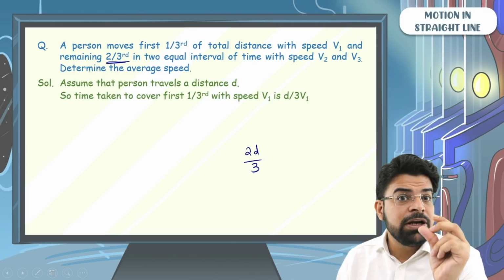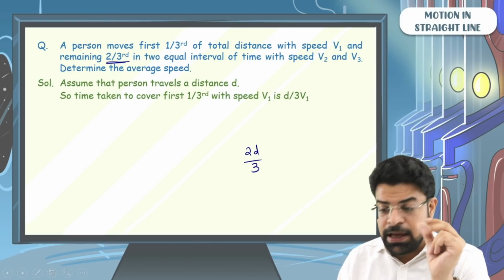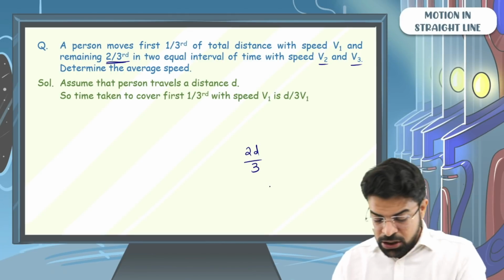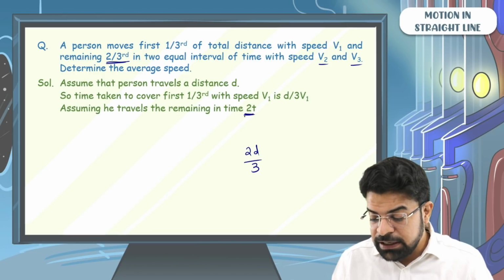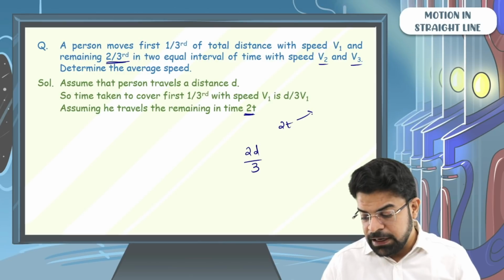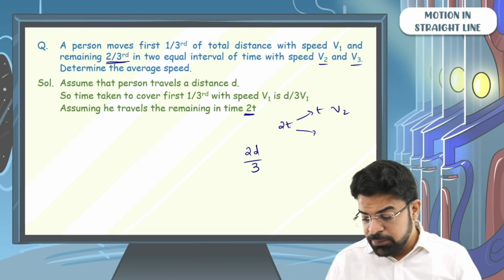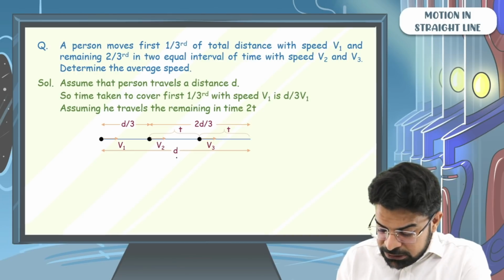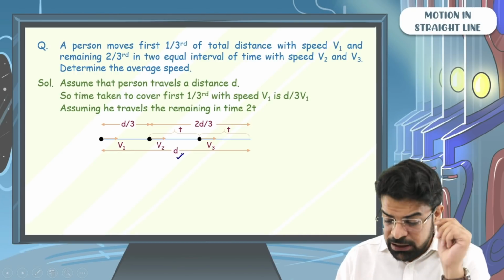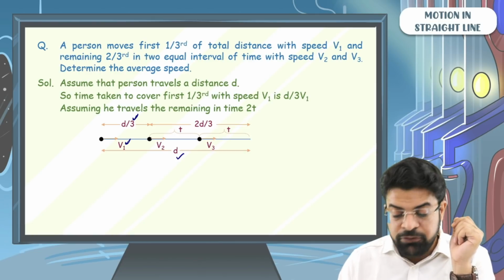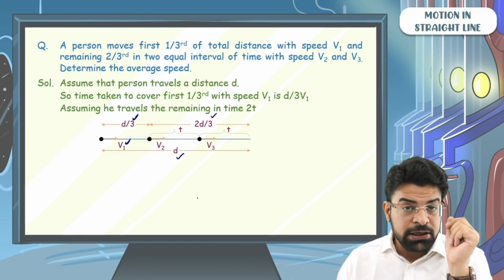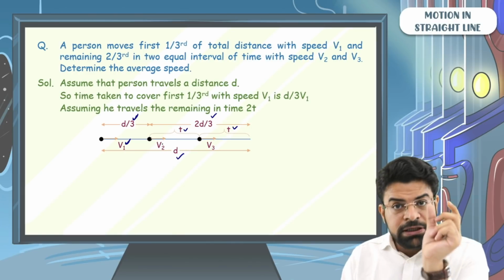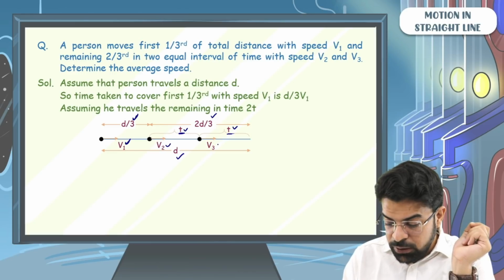The person travels this remaining 2d by 3 in two equal intervals of time with speed v2 and v3. So let's say those two equal intervals of time are t and t, so he travels the remaining in a time 2t. For time t, the person travels with speed v2 and for the remaining time t, with speed v3. If we visualize the whole motion, the person travels the first distance d by 3 with a speed v1 and the remaining distance 2d by 3 in two equal intervals of time t and t with speed v2 and v3.